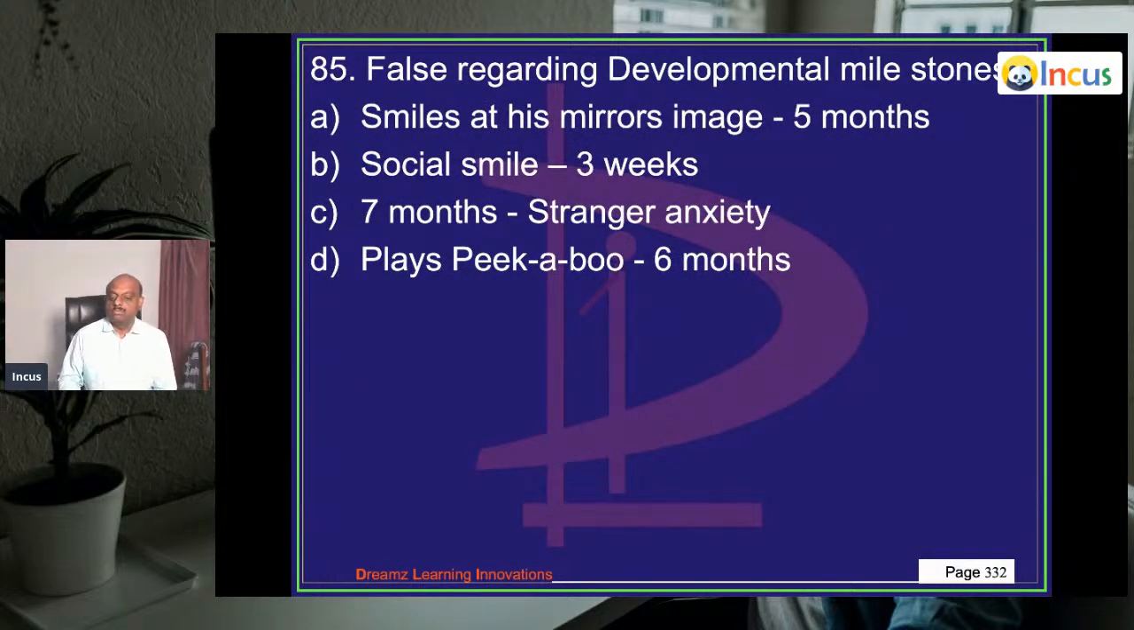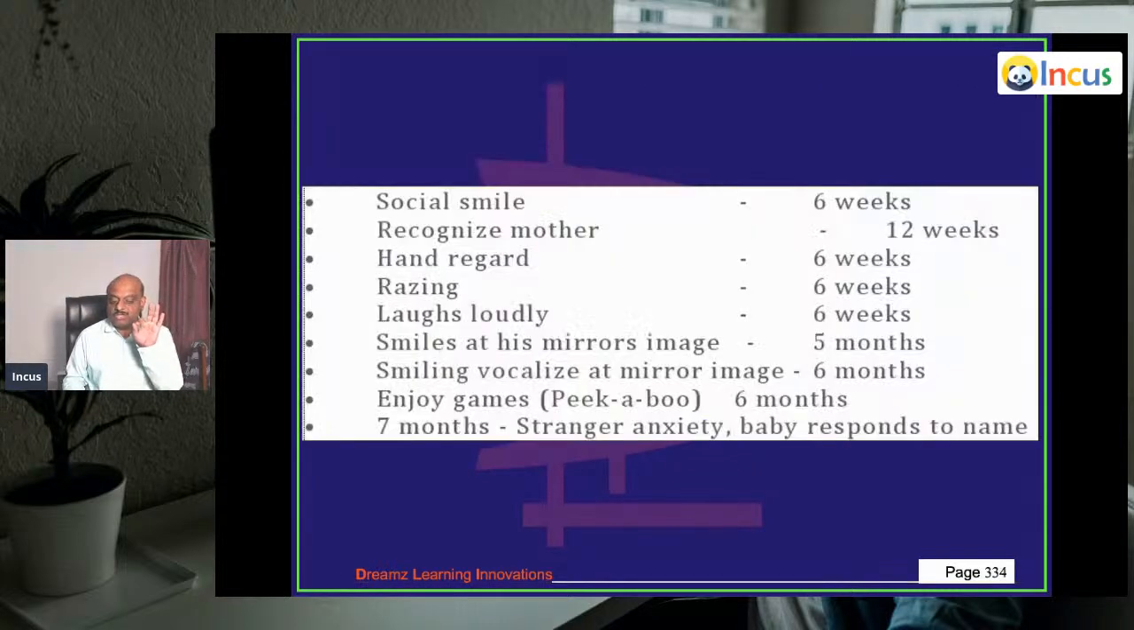Now, once more developmental milestones. Social smile is 6 weeks, doctor. Recognize mother by 12 weeks. Laughing loudly by 6 weeks. Smiling at his own mirror image, 5 months. Peekaboo, 6 months. Stranger anxiety, 7 months. That is what you need to remember.